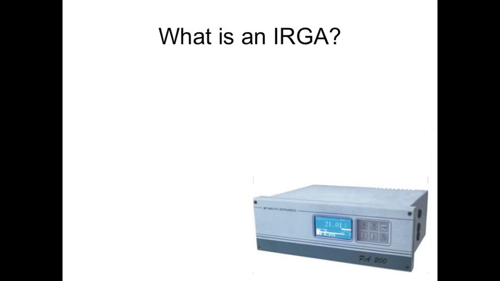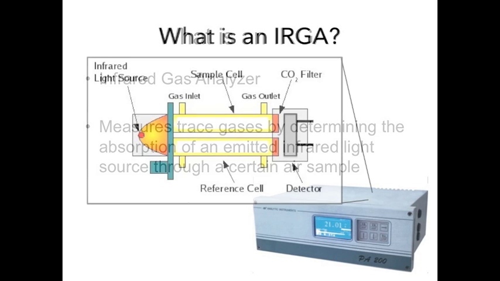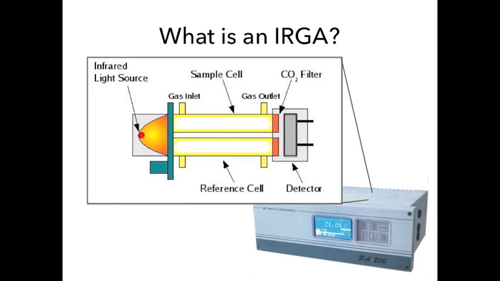First off, we should know about the instrument we'll be using to measure our samples. We use an instrument called an IRGA, which stands for Infrared Gas Analyzer. An IRGA measures trace gases by determining the absorption of an emitted infrared light source through a certain air sample. This illustration shows the basic idea of an IRGA.